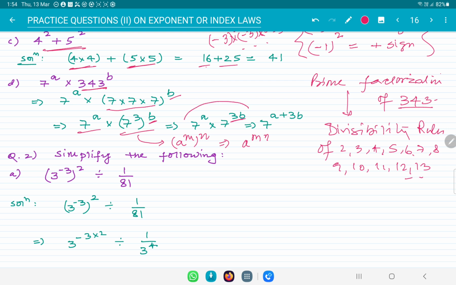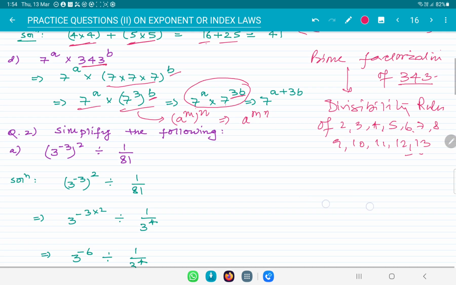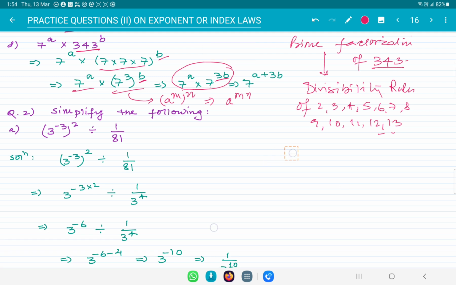Now see here, we have the same base. So if we have the same base, the powers will add up. 7 and 7 are the same base, so the powers will add up. We are getting 7 raised to the power a plus 3b. So the final answer will be 7 raised to the power a plus 3b.